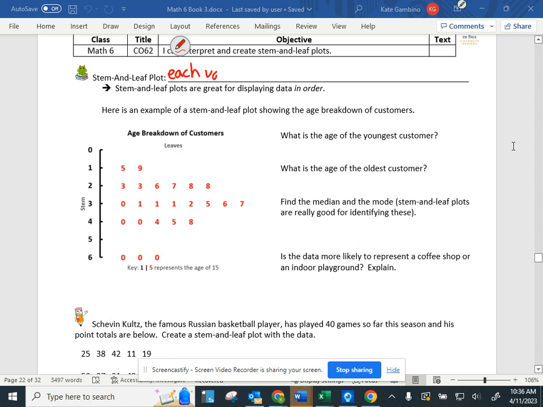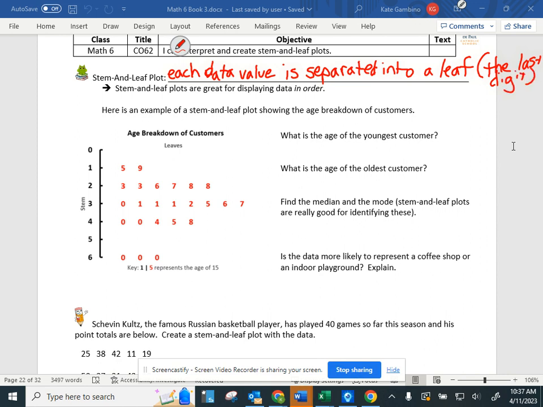And with this, each data value is separated into a leaf. We're going to see what that means. That is the last digit. And a stem. And those are the remaining digits. So I'm going to show you what those leaves and stems are so we are able to read it easily. We use stem and leaf plots for displaying data in order. So it's an easy way to display the data in order.